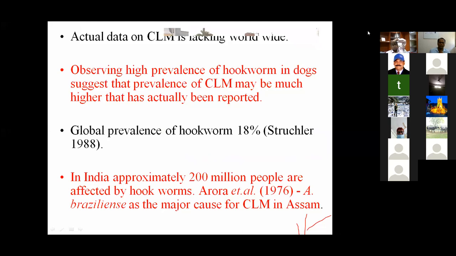Observing the high prevalence of hookworms in dogs suggests that the prevalence of CLM may be much higher than has actually been reported. Actually, this disease is basically self-limiting. Generally, after 5 to 6 weeks, the larva dies off, so generally people don't report it. However, the global prevalence of hookworm is 18%. In India, approximately 200 million people are affected by hookworms. This is a reference of Arora et al., 1976. And as I already told you, braziliensis is a major cause of CLM in Assam.